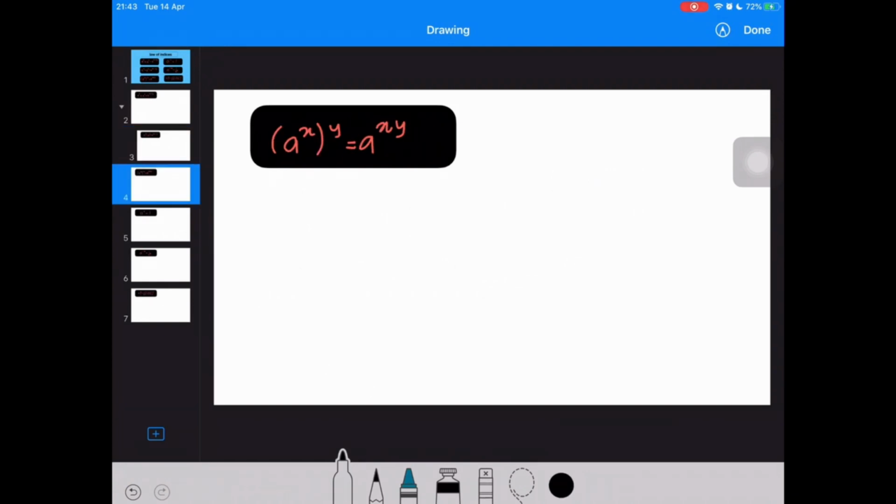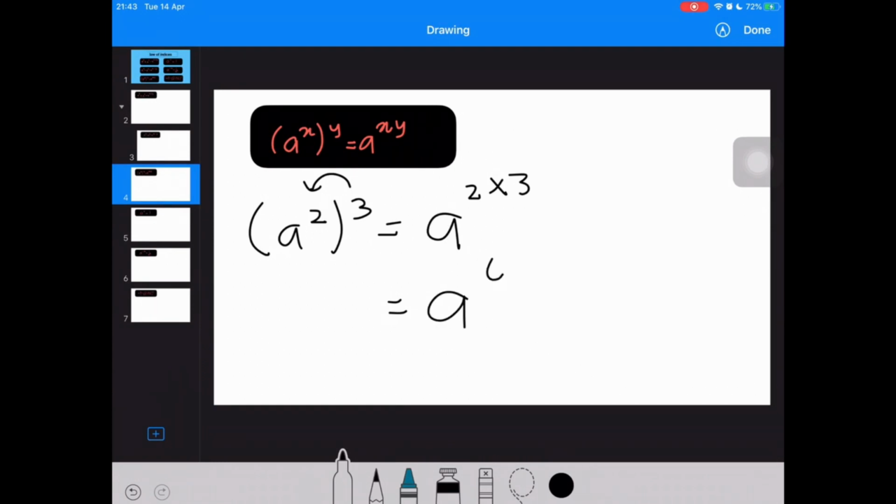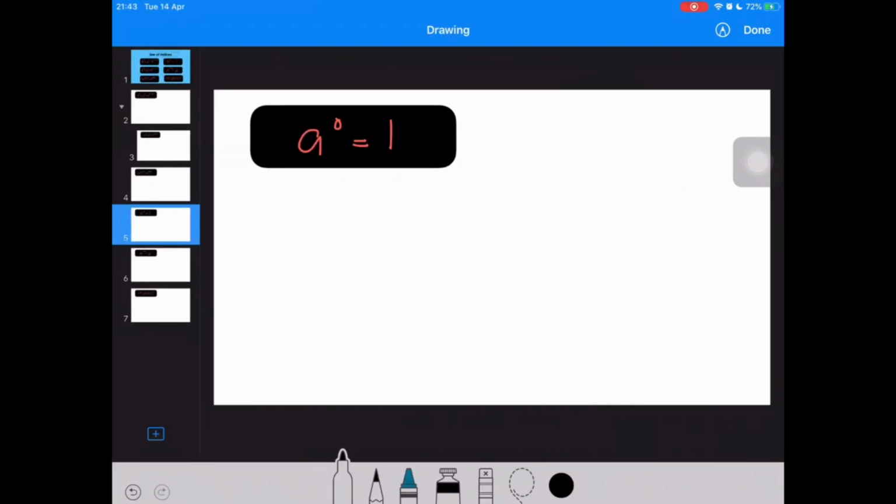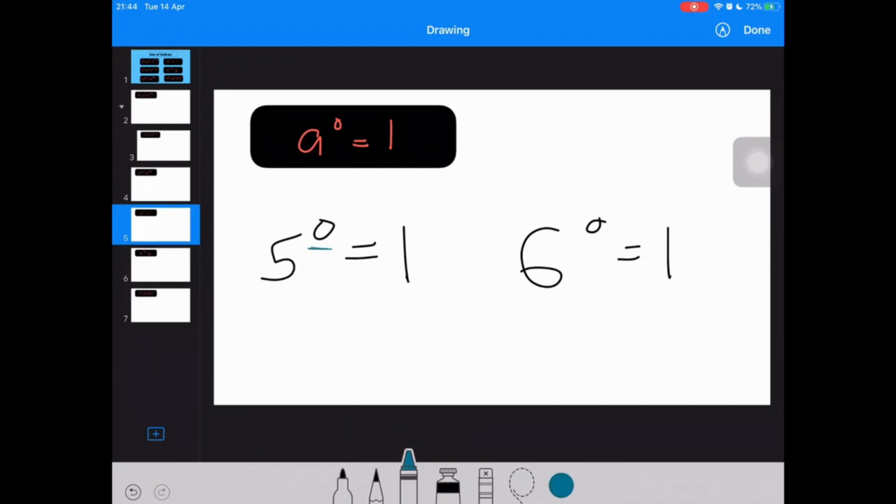For the next one, a to the power of 2, bracket 3. What we need to do is multiply 3 by 2. So 2 multiplied by 3 equals a to the power of 6. For the next one, a to the power of 0 equals 1. If you press the calculator, 5 to the power of 0 still equals 1, and if you press 6 to the power of 0, it still equals 1. So no matter what number, the power of 0 still equals 1.